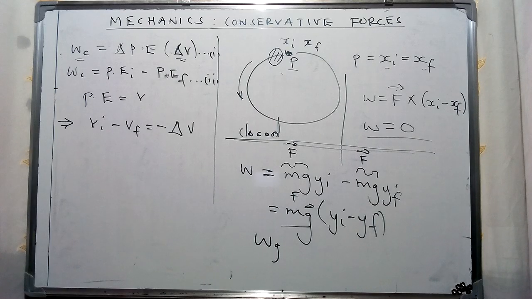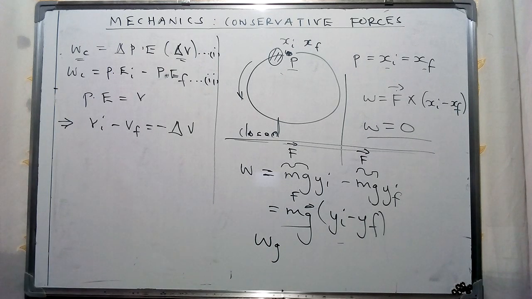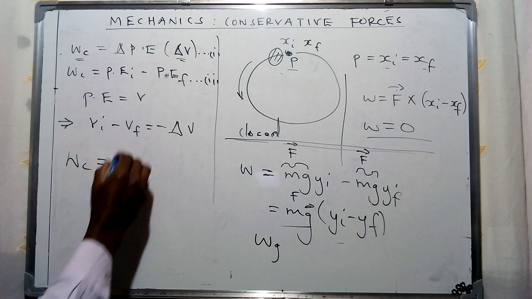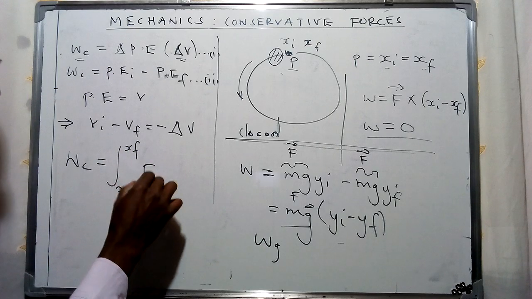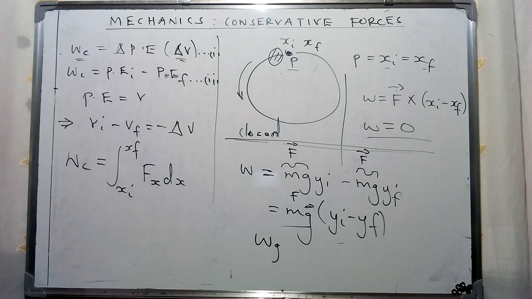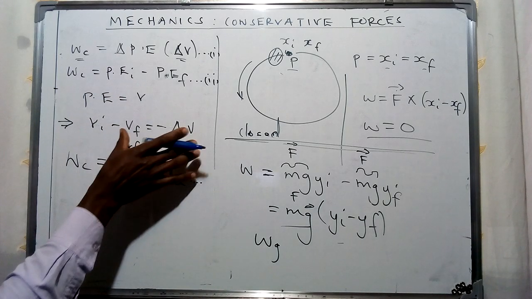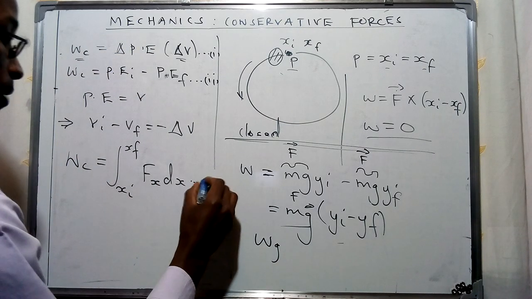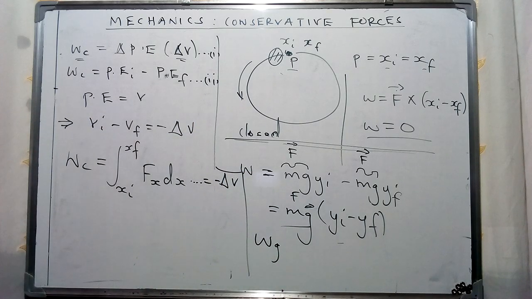And we can evaluate this work done by a conservative force as particles move along the x direction or y direction, as we have said, by using the concept of an integral, whereby the work done is equivalent to the integral between x initial and x final of the force in the x direction times the displacement in the x direction. Since we said that delta V is equivalent to W, this is also going to be equivalent to negative delta V, as we have given it in this case.